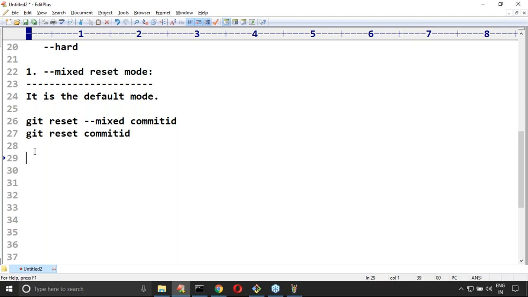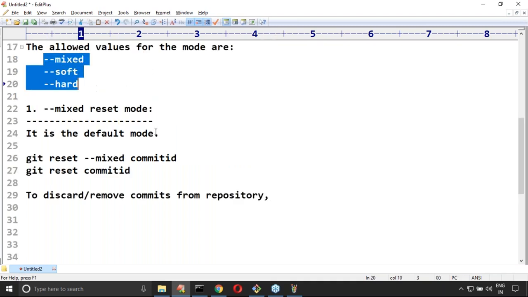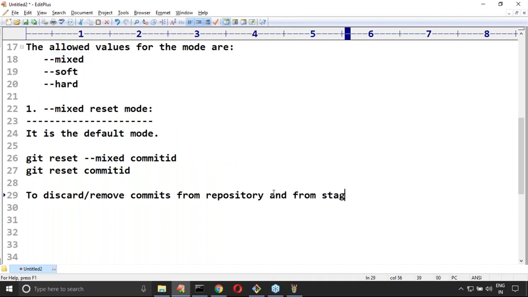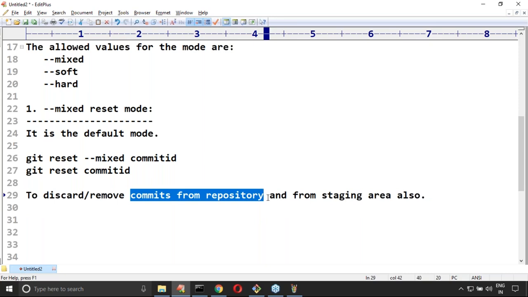So the changes will be, to discard or remove any word you can use. Remove commits from repository. Sir, repository compulsory will be removed. You use any mode, from the repository will be removed, and from staging area also. Remember that. If any changes are there, to discard the commits from the repository, and if any changes are there because of these commits in the staging area, those changes also will be removed.